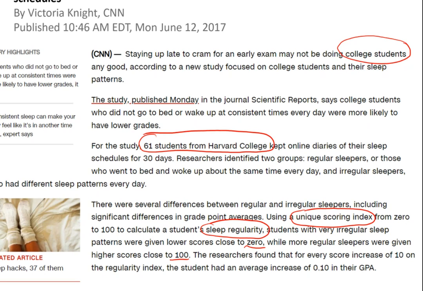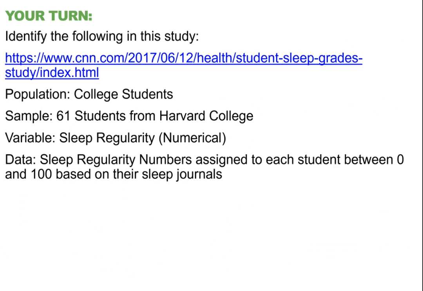And what is our data that we have here? Well, they said that they gave each student a score from 0 to 100. So those scores would be our data. We don't have access to them right now, but those scores would be the data that we used. So to summarize, the population was college students. The sample was the 61 students from Harvard College. The variable was their numerical sleep regularity number. And the data would be all those 61 students' values based on their sleep journals.